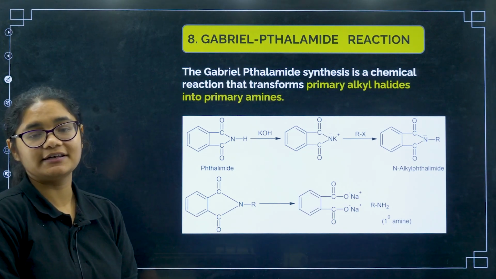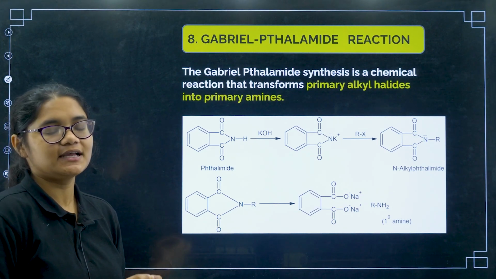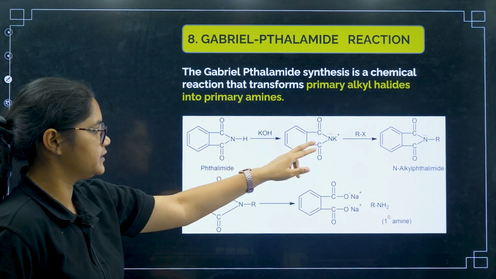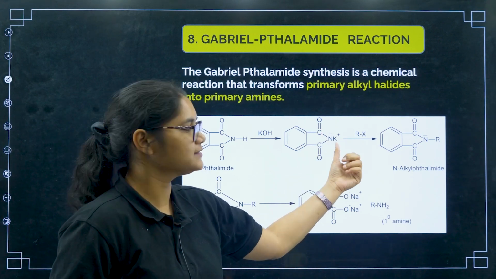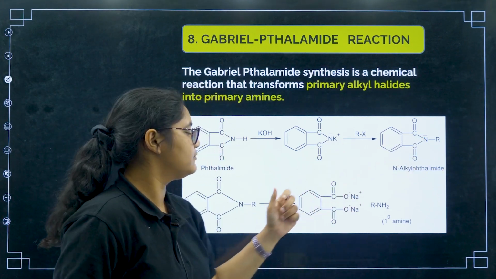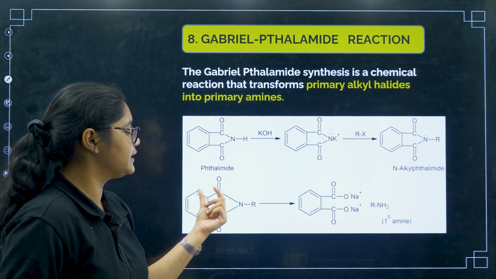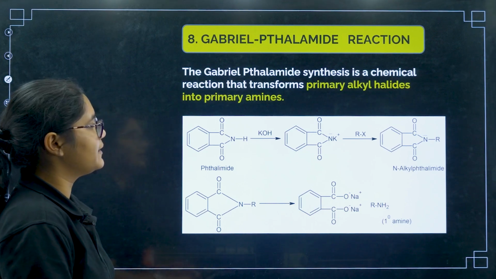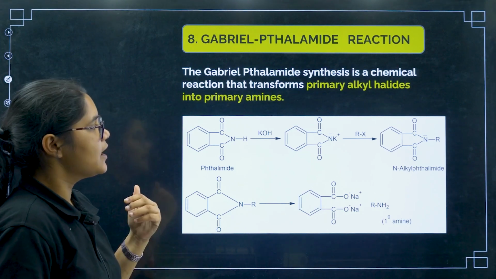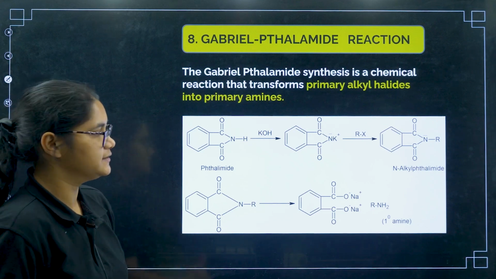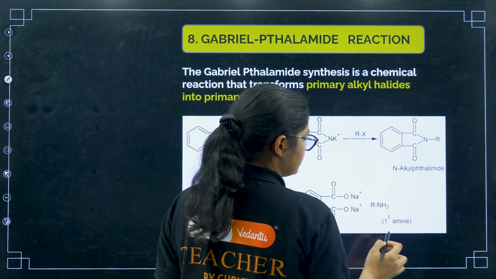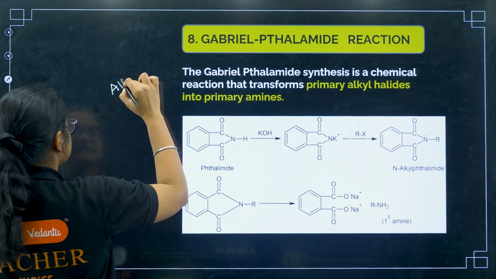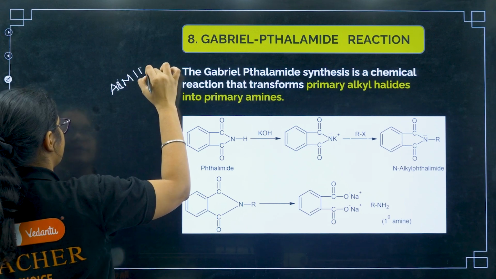Next we have Gabriel phthalimide reaction. It is used for the synthesis of primary amines. First we take a phthalimide, then you treat it with KOH, so this H is replaced with N minus and K plus. Then we take one RX, then we get NR. After that we treat it with NaOH to get COO minus, COO minus and RNH2. Gabriel phthalimide synthesis is a chemical reaction that transforms primary alkyl halides into primary amines. Or you can just write down primary alkyl halides into primary amines. Clear? This is from the chapter amines. Oh, sorry, spelling mistake here, amines.